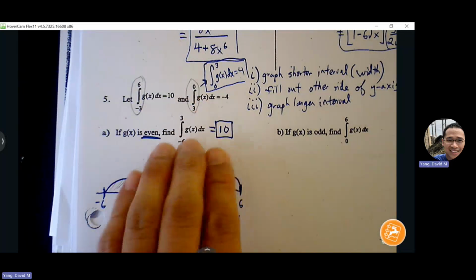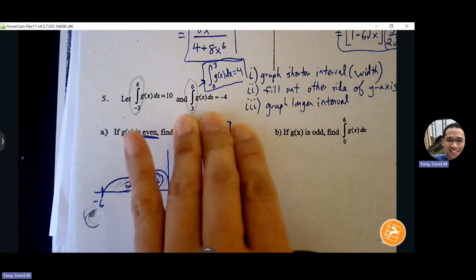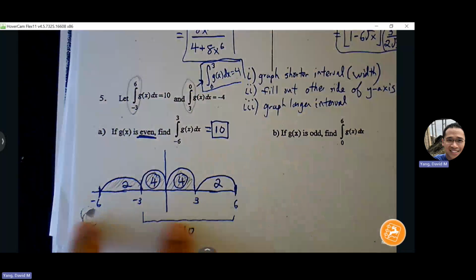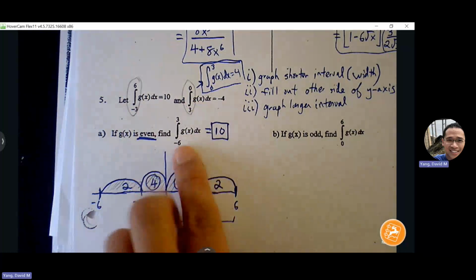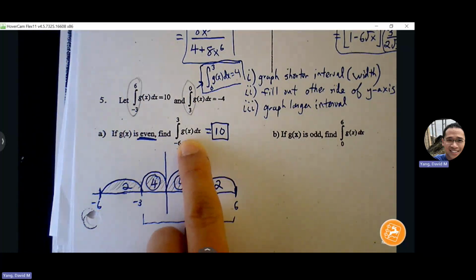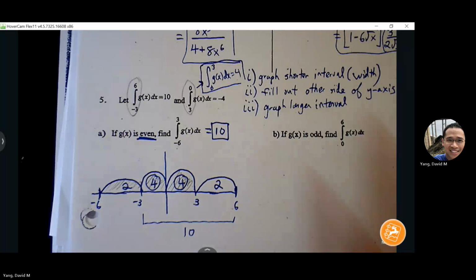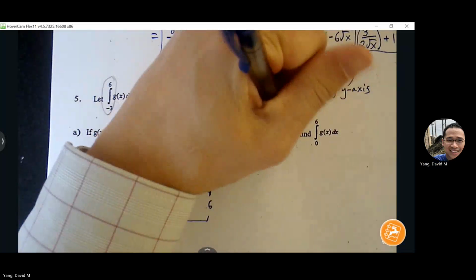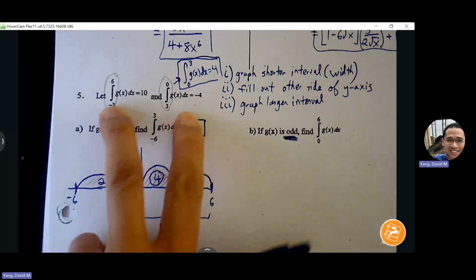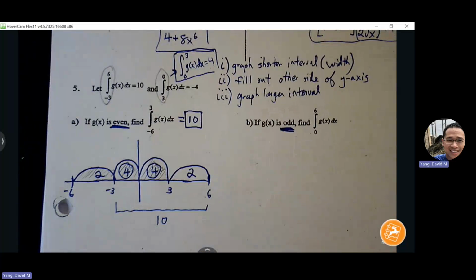But basically, I'm not even going to look at what they're asking for until I fill out my entire graph. I'm just using my properties to fill out my entire graph, and at the end, I'm just going to total up what they're asking for me to add up. Okay, part B, odd function. And I'm going to use these properties to create an odd function.